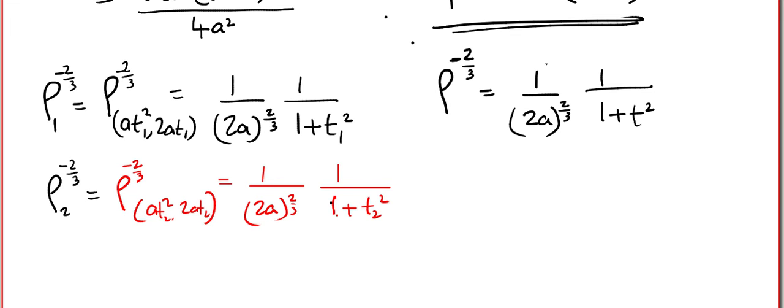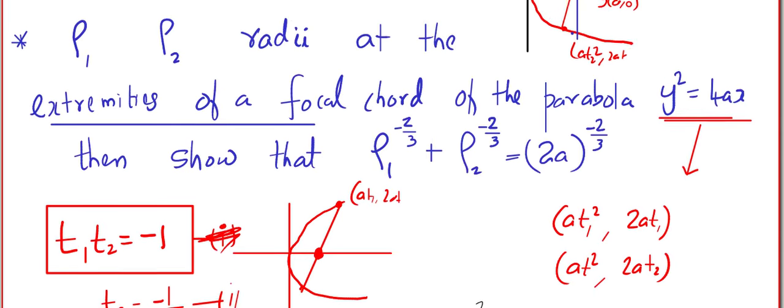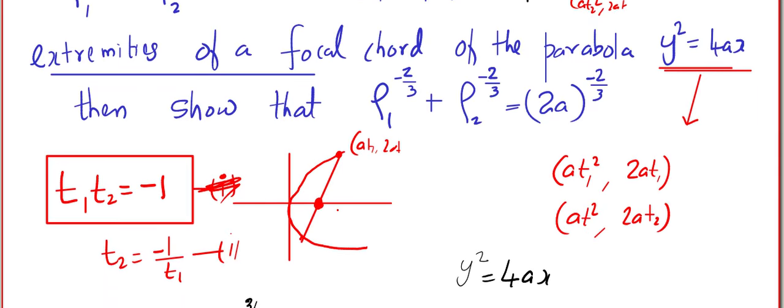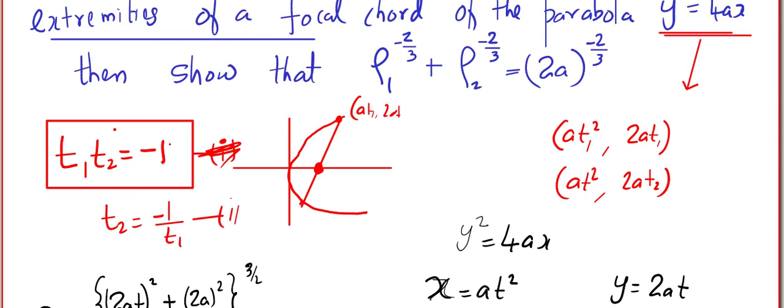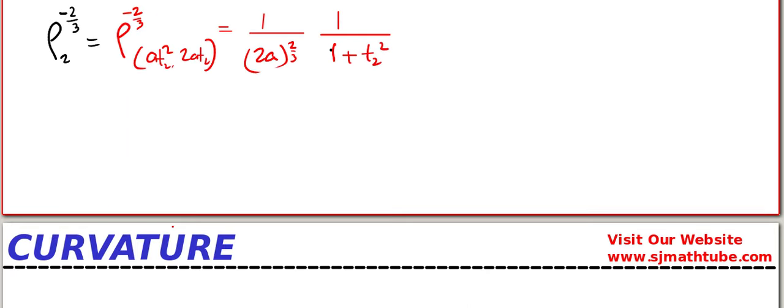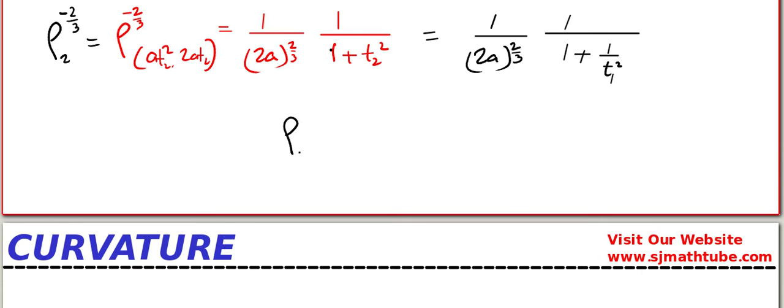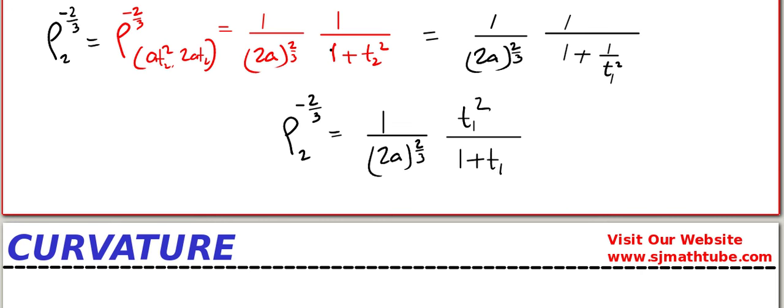Okay, now comes the most important part. What did we prove? What did I explain just before the problem? We talked a lot before we started the problem, right? Yeah, t1 t2 is equal to minus 1. Actually, this is a result which you learned in class 12 conic section. Now what I am going to do is, since this is a focal chord, I can replace t2 with minus 1 by t1. Did you understand? So this becomes 1 by 2a the whole power 2 by 3 into 1 by 1 plus, what can I do with t2? It is 1 by t1 squared. That means rho 2 to the power minus 2 by 3 becomes 1 by 2a the whole power 2 by 3. Taking LCM, we will get t1 square by 1 plus t1 square.